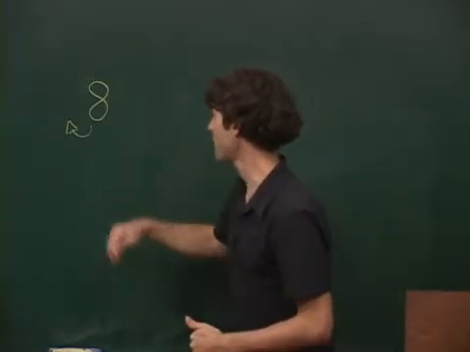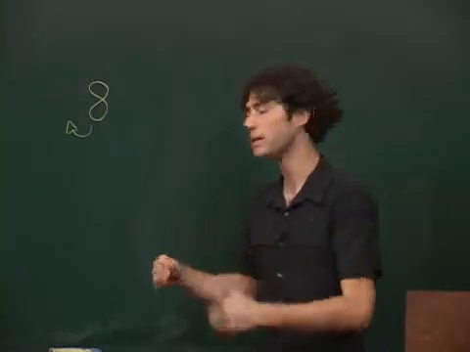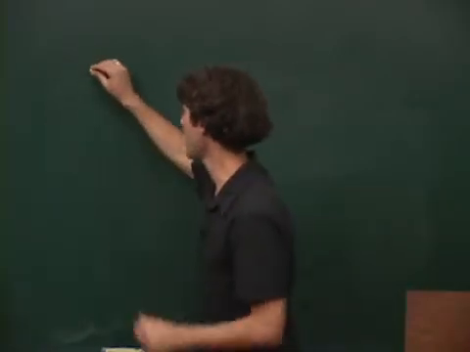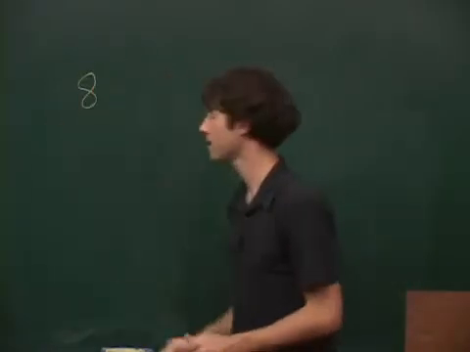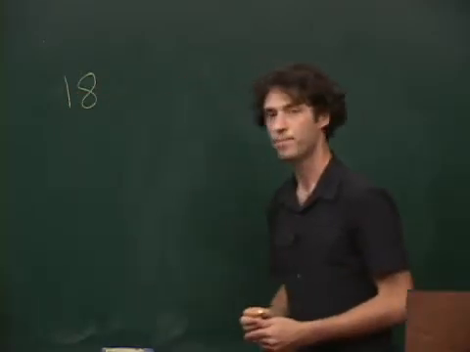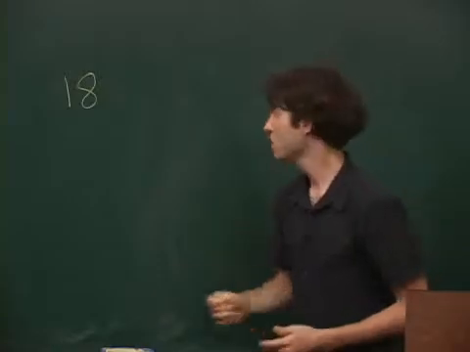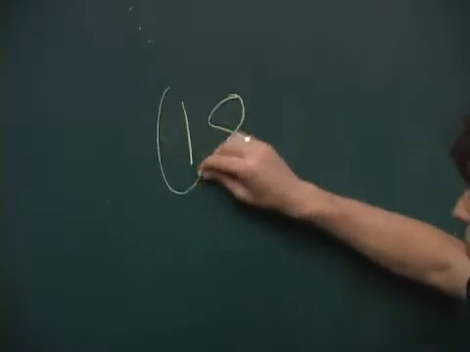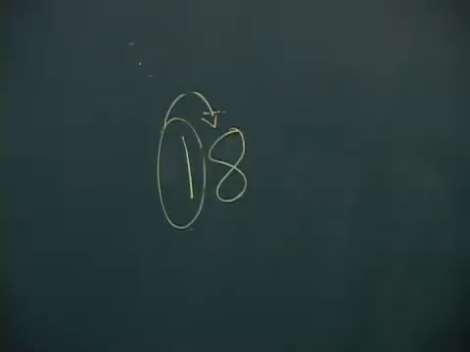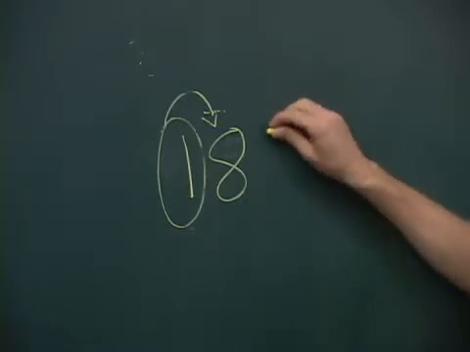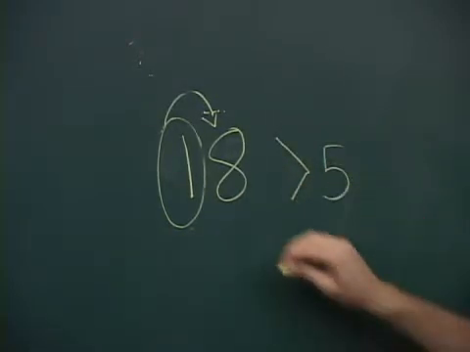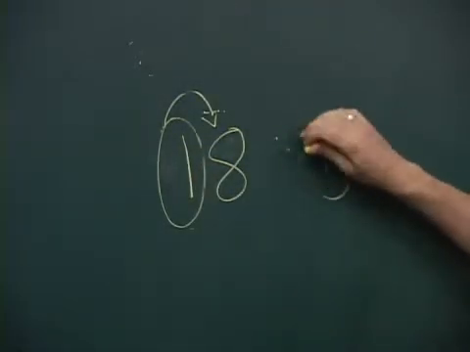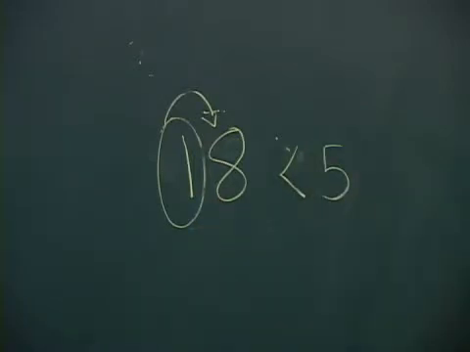Well, if we look at 8, the nearest 10 would be 10, because when we look at rounding numbers, we look at a number like 8, or let's say 18. Now, if we have a number like 18, and we want to round it to the nearest 10, what we want to do is look at the column of the tens, look at the number on the right, and if this number is greater than 5, this number will go up.